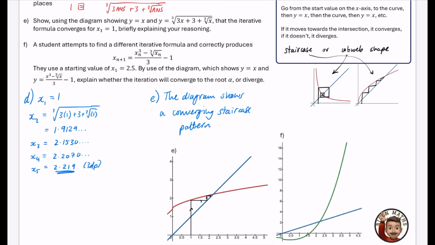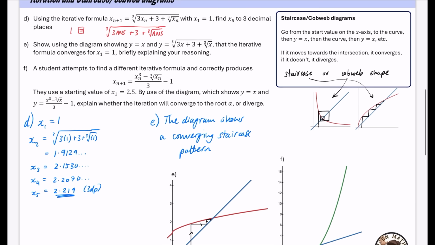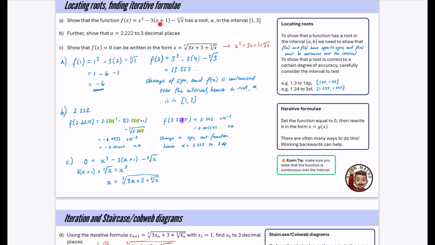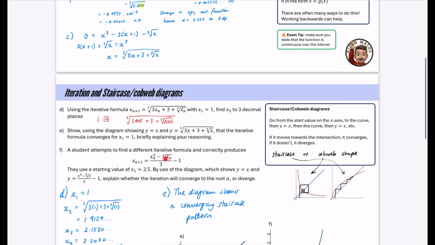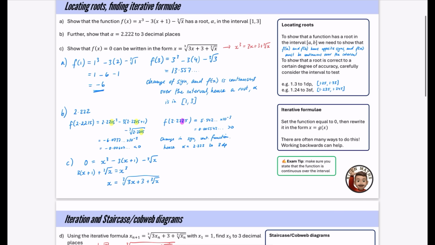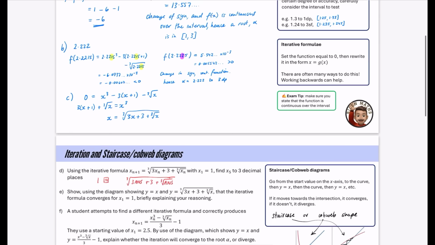It would be diverging. So a student attempts to find a different iterative formula and correctly produces this one. If you wanted to check it, it looks like they made x the subject. They put all of this onto the left-hand side, leaving x cubed minus the cube root of x, then divided by 3 and subtracted the 1. So they came up with a different, correct iterative formula.